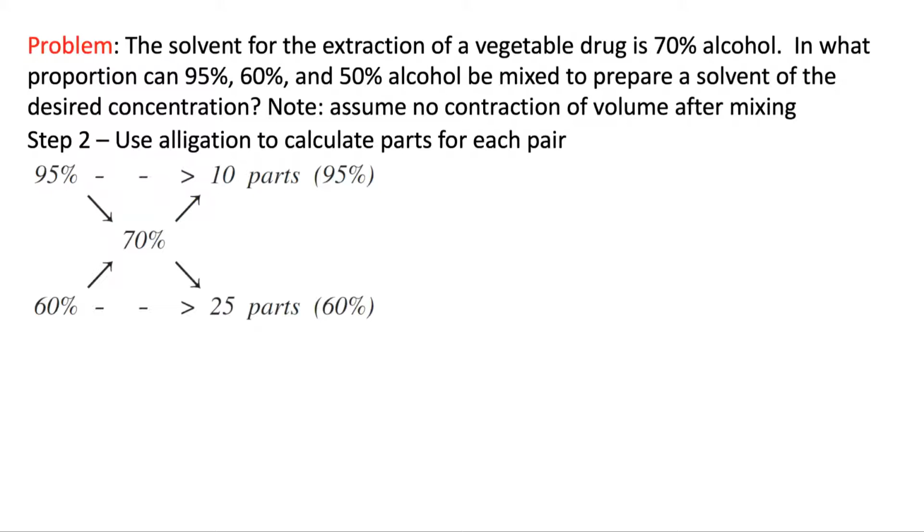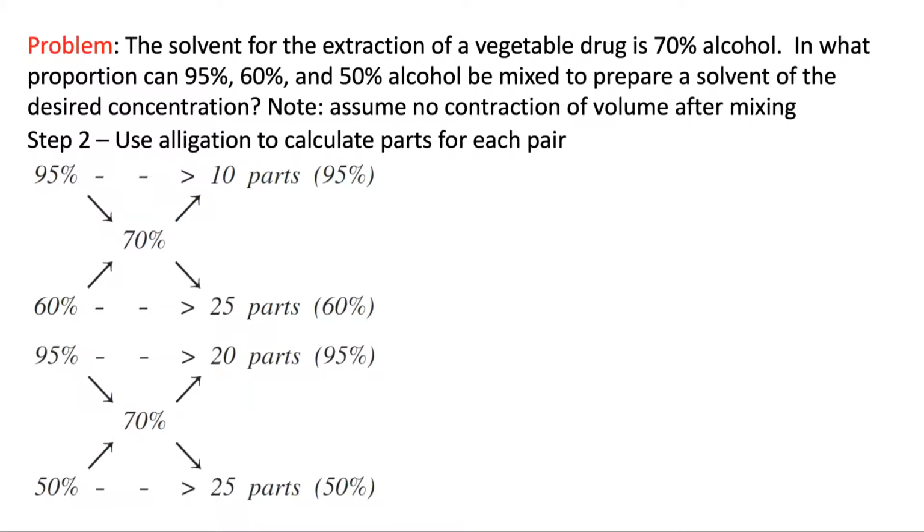Essentially, with the dashed arrows going sideways, we can see at this point, by doing that cross-subtraction, what we need is 10 parts of our final mixture to be 95% alcohol, and 25 parts to be the 60%.